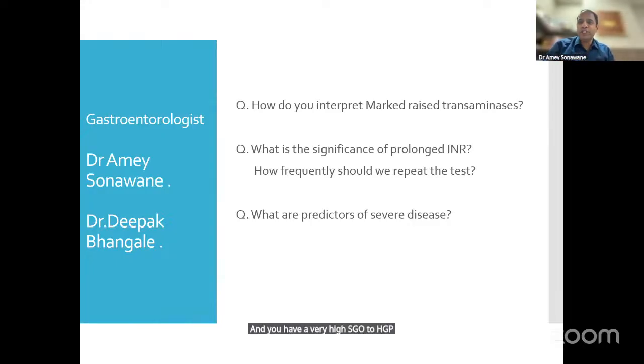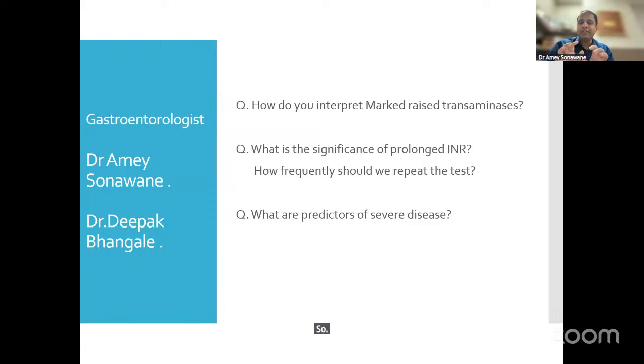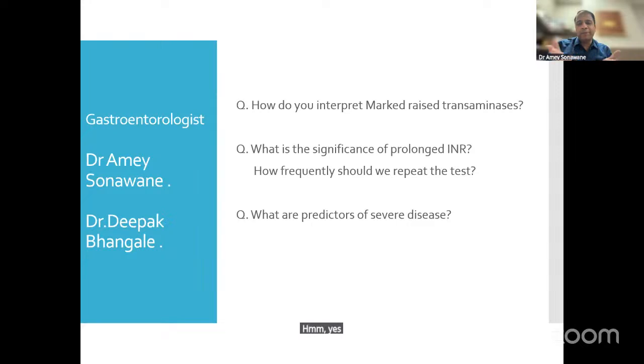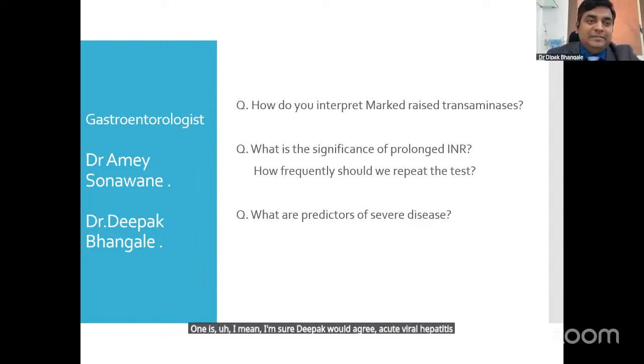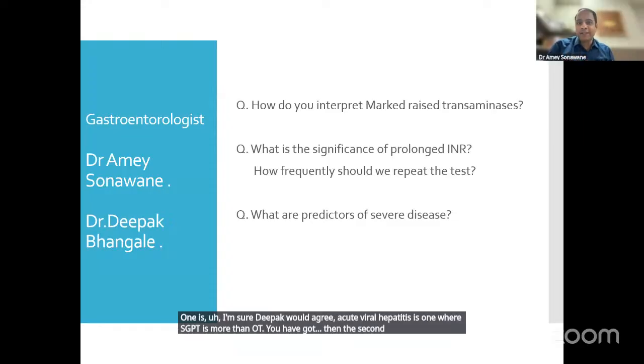We all know that SGOT comes from both cytosol and mitochondria, and SGPT comes only from cytosol. The way we interpret LFTs is that if we see such a high derangement of SGOT and SGPT, the differentials become very few. One is acute viral hepatitis, where SGPT is more than SGOT, and Deepak would agree. The second one is ischemic hepatitis. Drug injury can present anyhow, it can present with isolated high bilirubin.